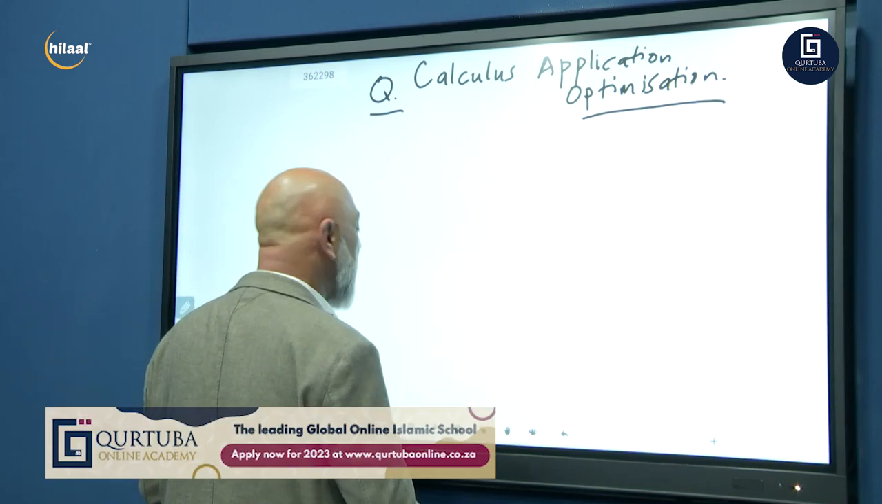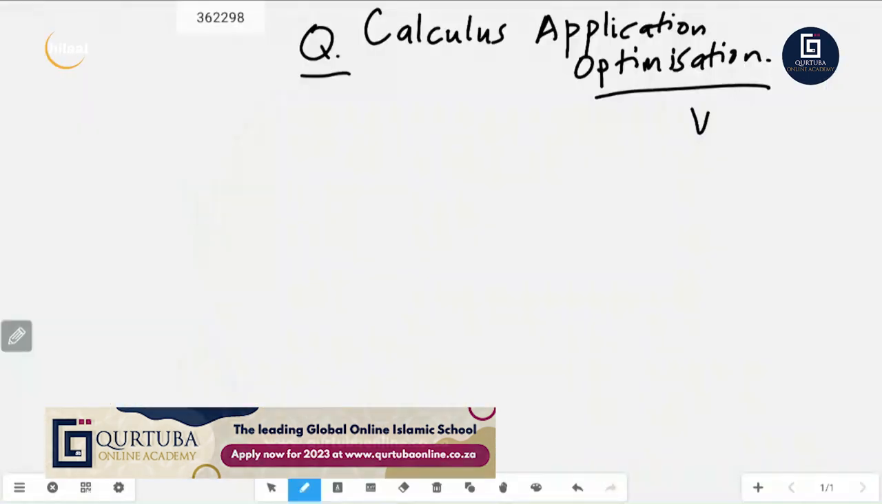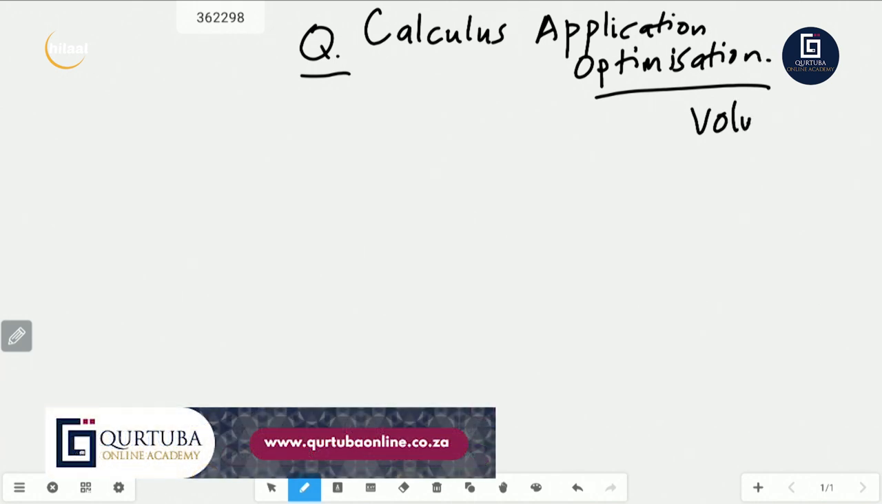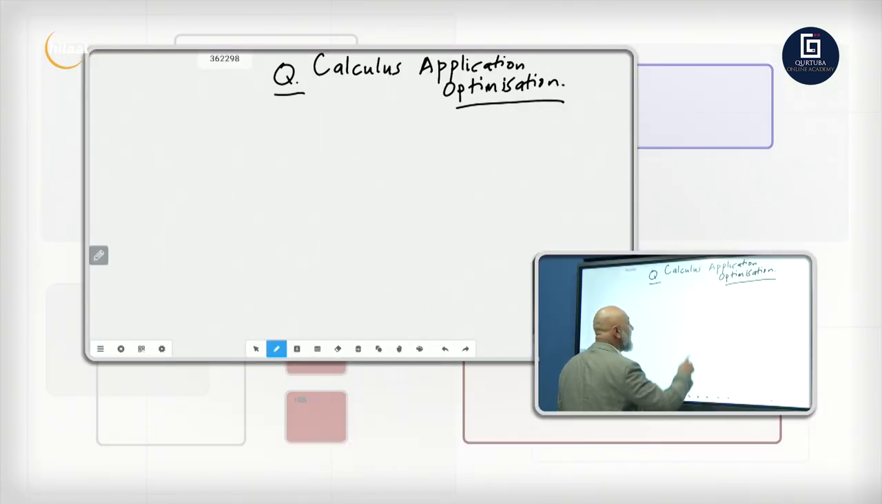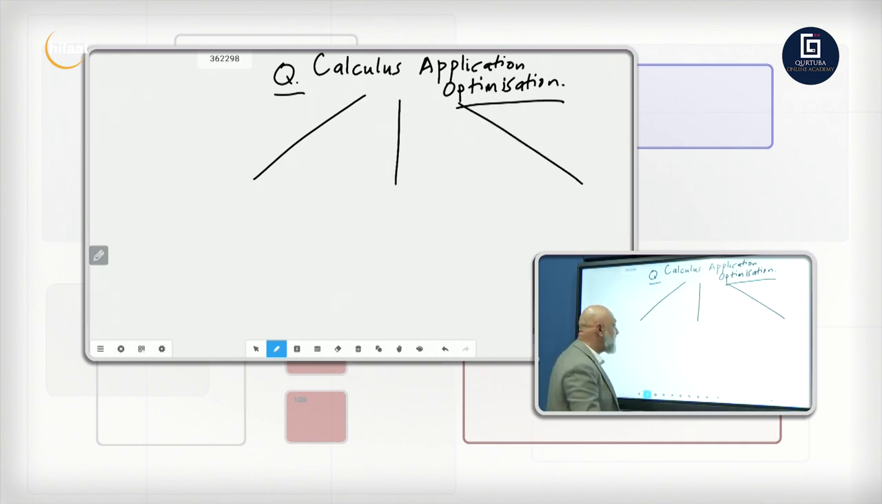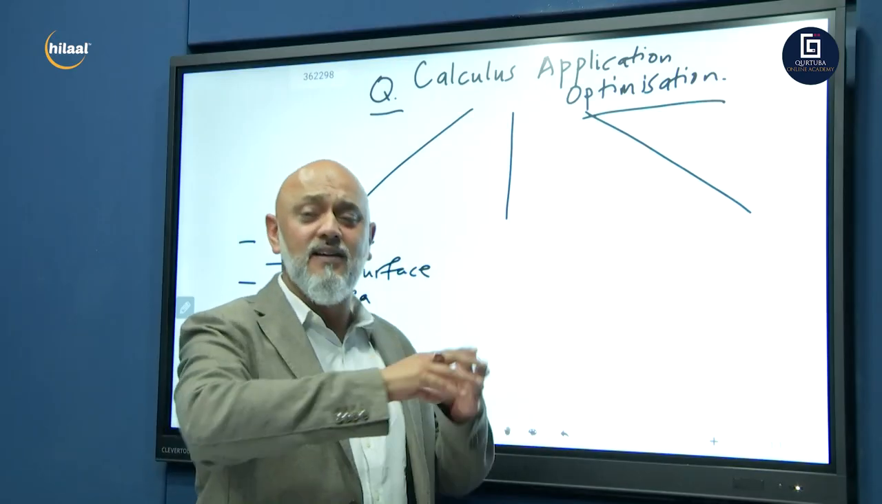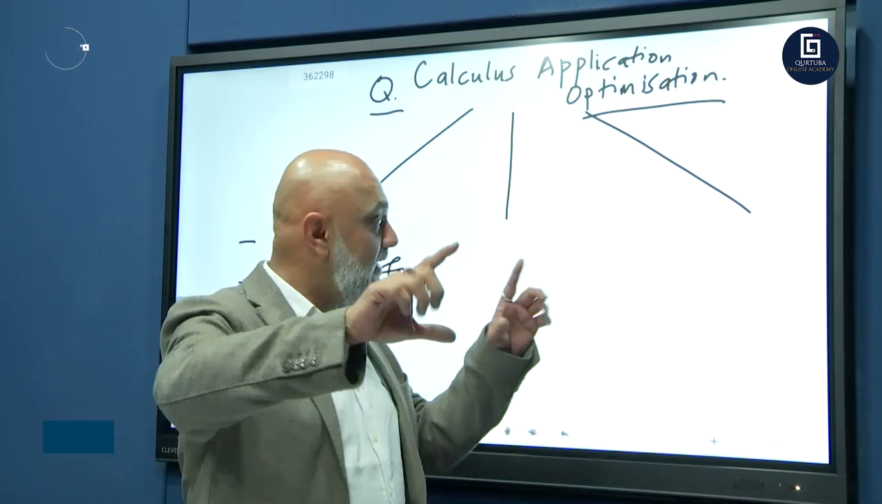So, calculus application: optimization. Generally here, we're talking about volume and total surface area. So we're dealing with volume. In fact, let's do this. You get three types of optimization. Let me break it up for you and show you the three types of optimization you get in mathematics. The first one is to do with measurement: volume and total surface area of your shapes, your prisms, your cube, your cylinder, your Toblerone box, the rectangular prism.